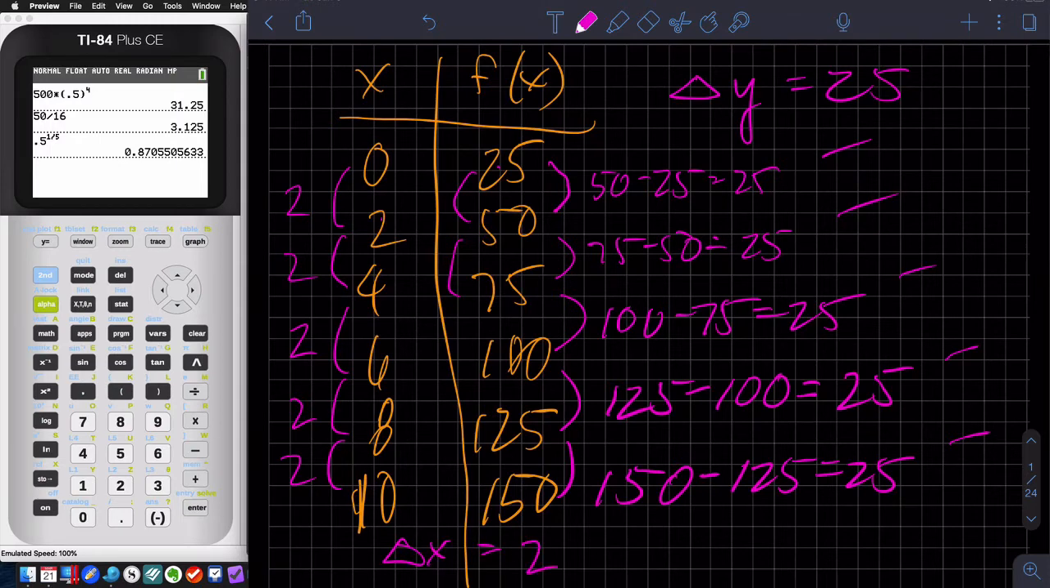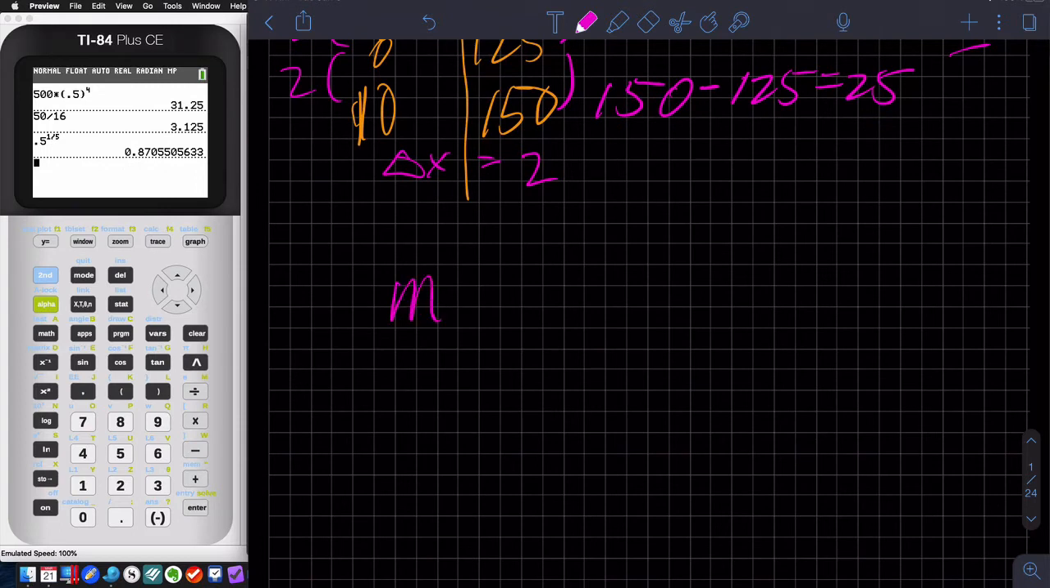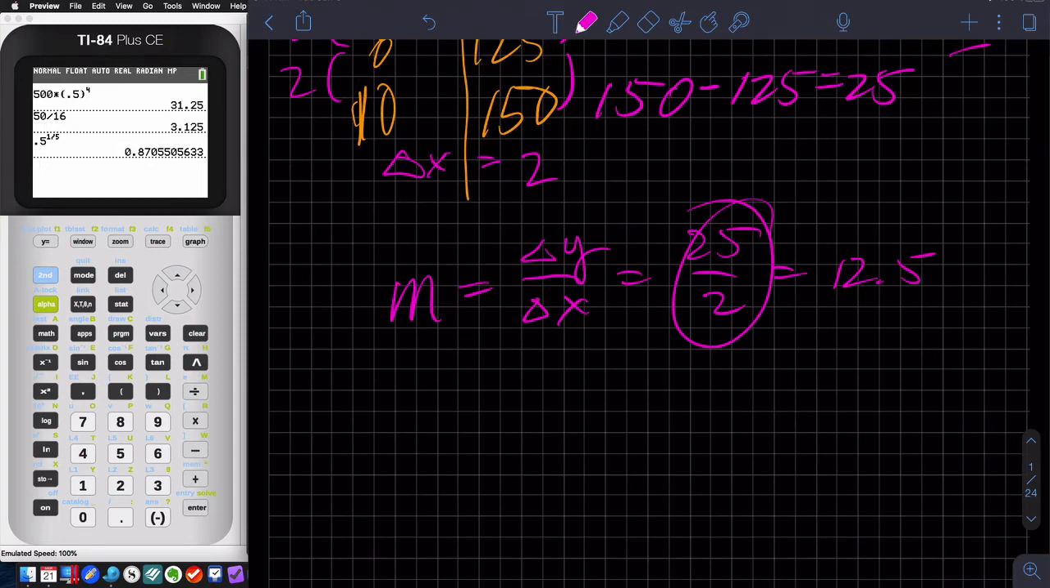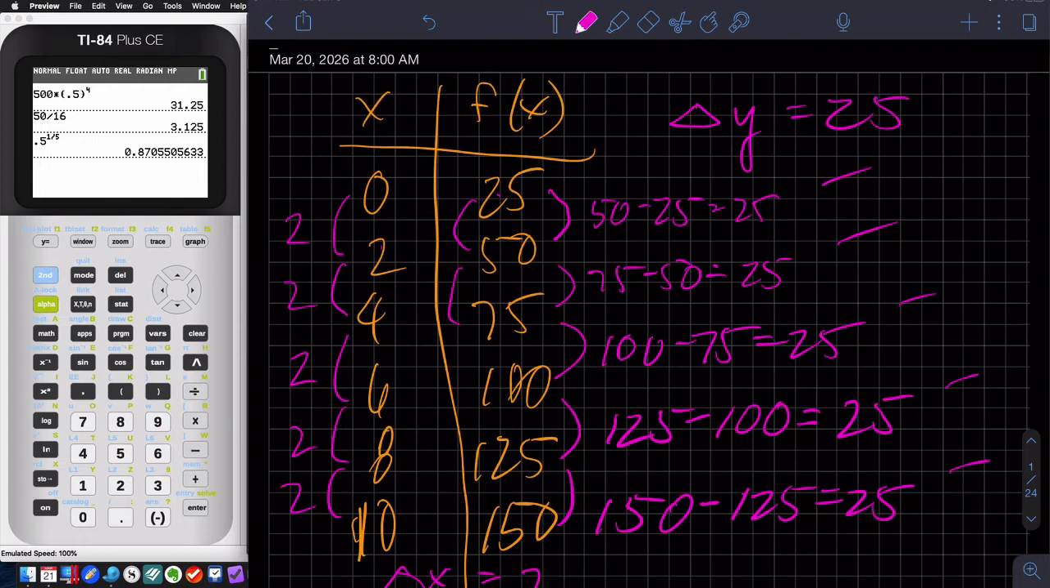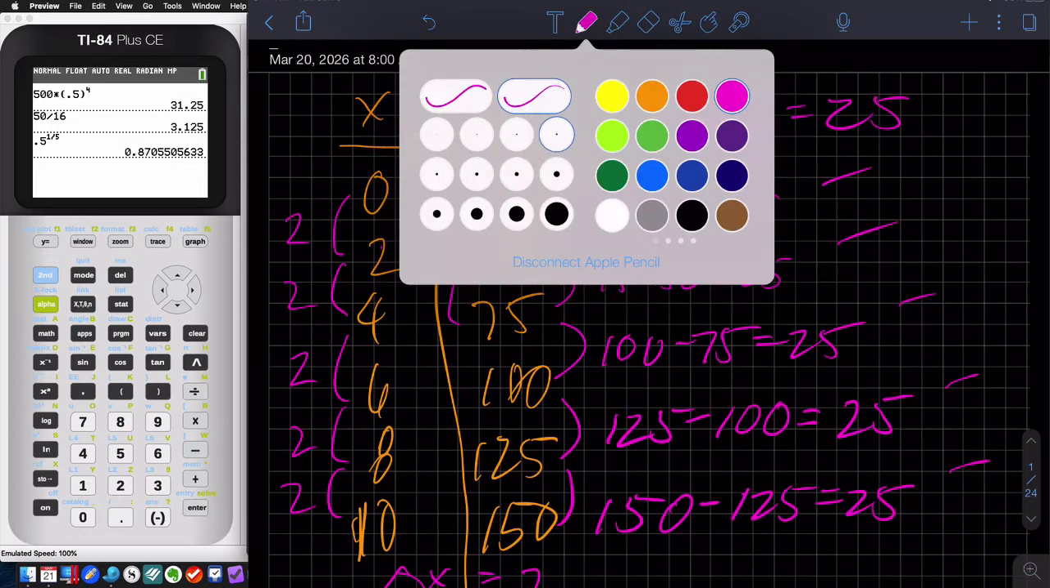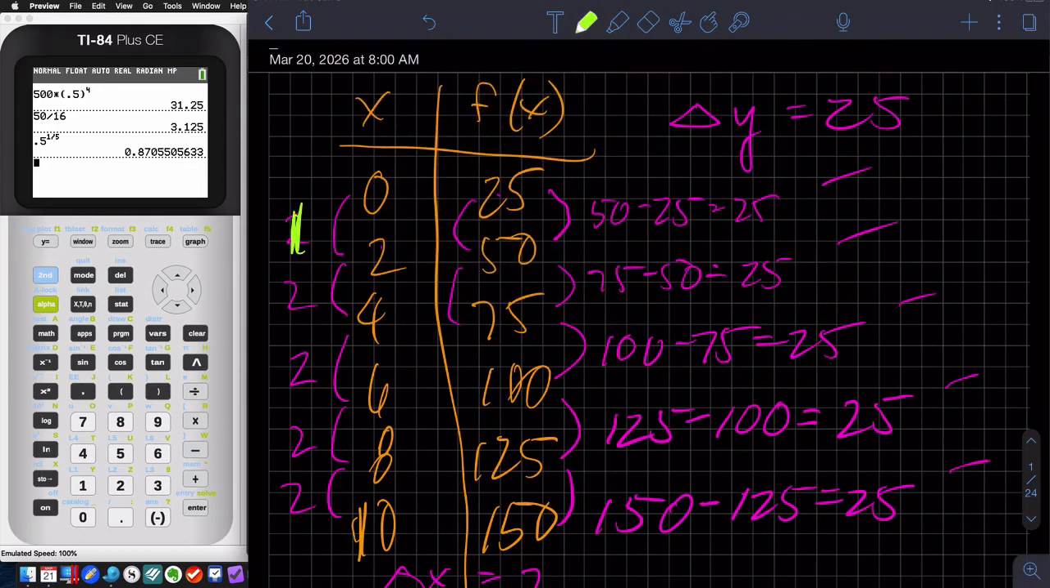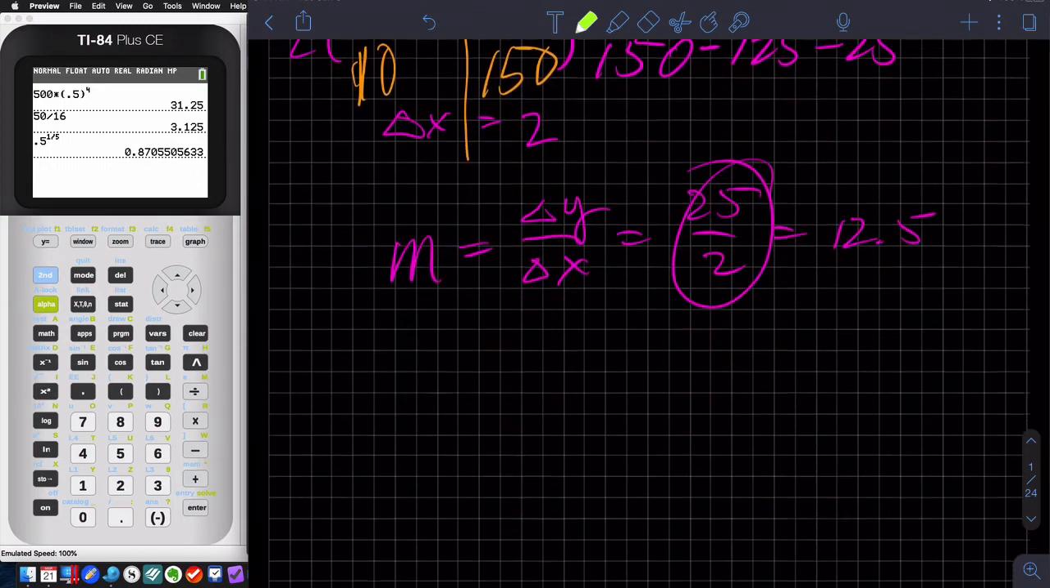So if I wanted to calculate the slope of that function, that would be slope equals change in y divided by change in x. And that would be 25 divided by 2, which is 12.5, or you could just leave it as 25 over 2. So the slope of that line would have been 12.5, or 25 over 2. And it is, in fact, a line. Again, if just one of these numbers was not 25, then this set of data would not be linear, strictly speaking.